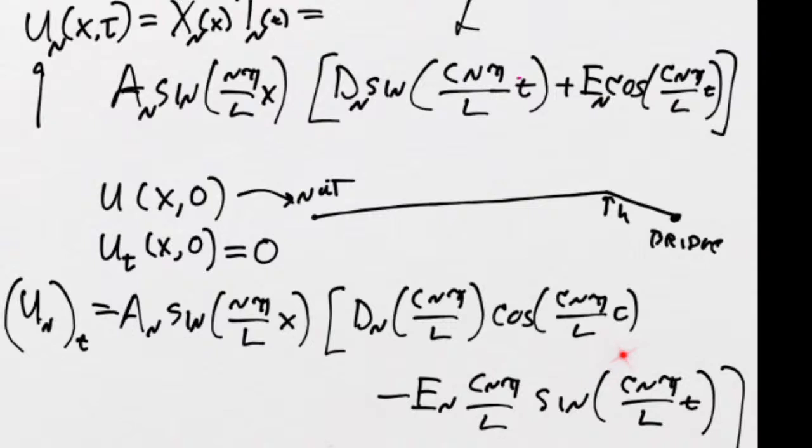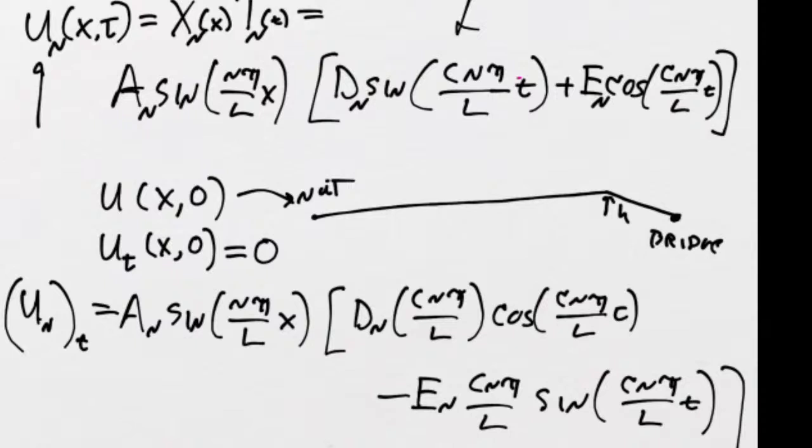Now, our condition is at t equals 0. So I plug in t equals 0. When t equals 0, this becomes 1, right? When t equals 0, this becomes 0. So at t equals 0, this part doesn't contribute at all, right?